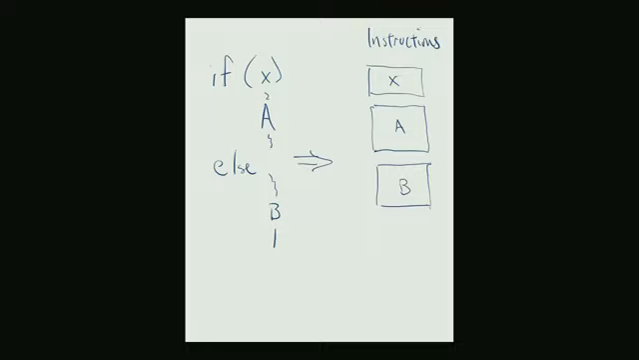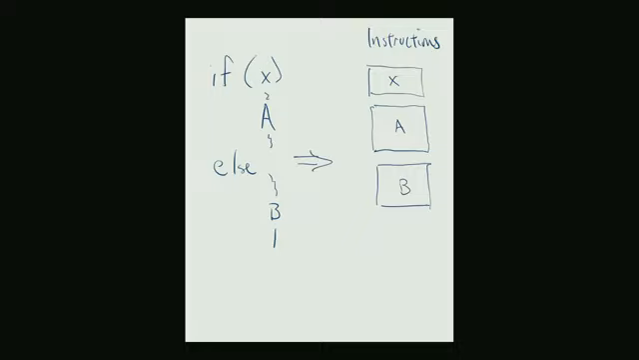So all the threads will calculate X. Clearly, they're all calculating their own individual version of X, otherwise it wouldn't make any sense. Now, based on the outcome of X, either the results of A will matter or the results of B will matter. And what does that mean?